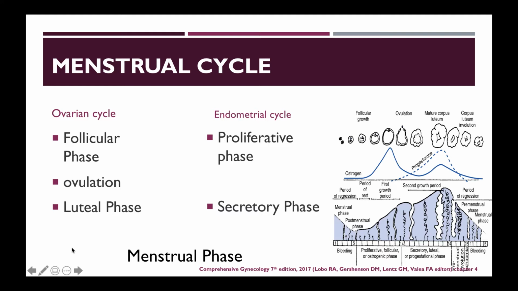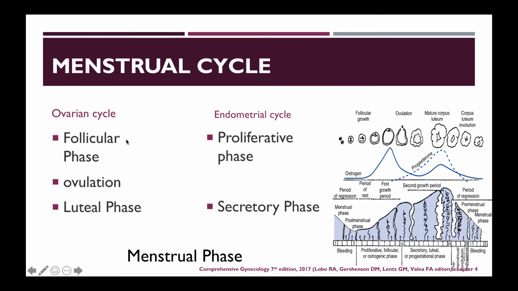So the coordinated events in the menstrual cycle actually involve two main organ systems: the ovary, where follicular growth, ovulation, and the formation of the corpus luteum occur, and of course, the uterus, particularly the uterine lining, or what we call the endometrium. Basically, we have different phases of the menstrual cycle, and we call them by different names depending on which cycle you are talking about, whether it's the ovarian cycle or the endometrial cycle. But don't worry, these terms are often interchangeable.